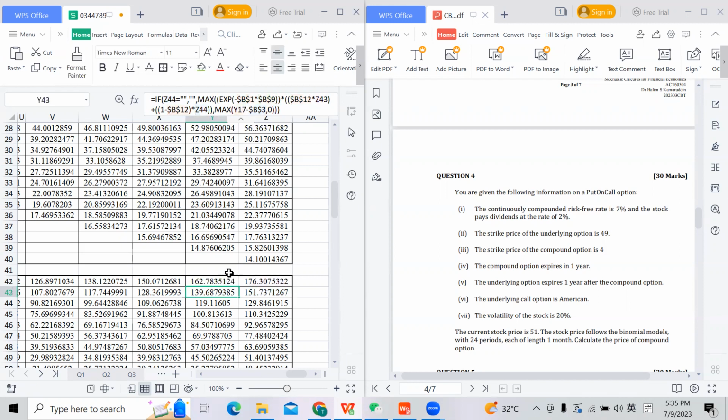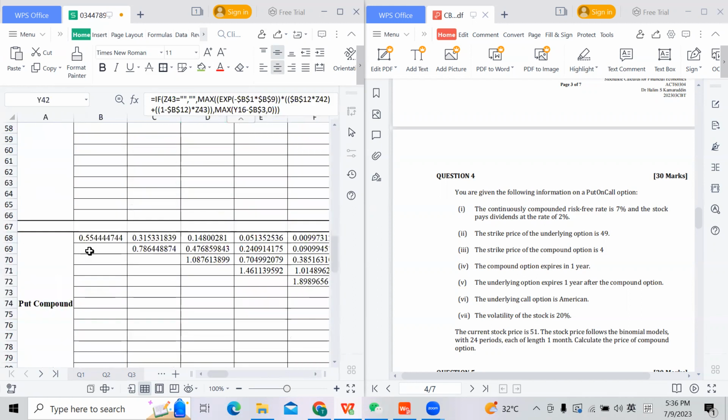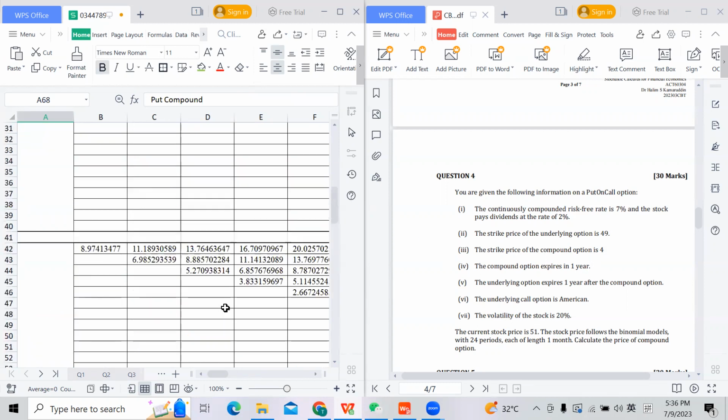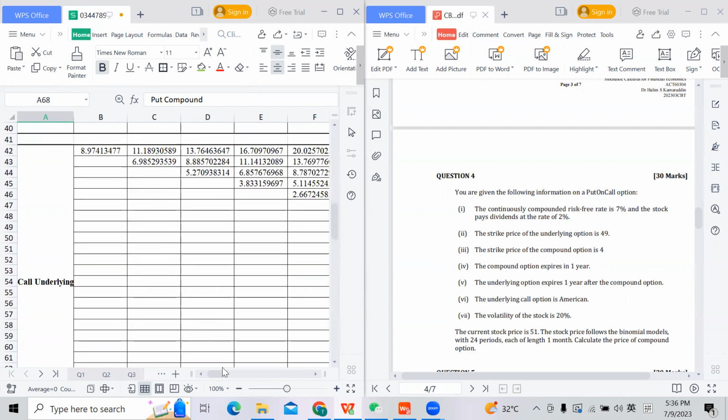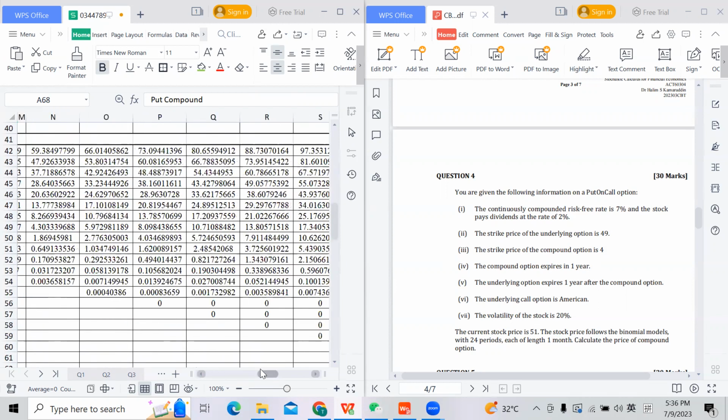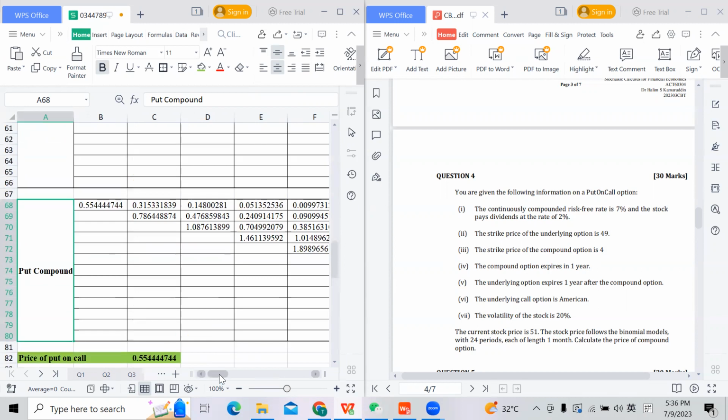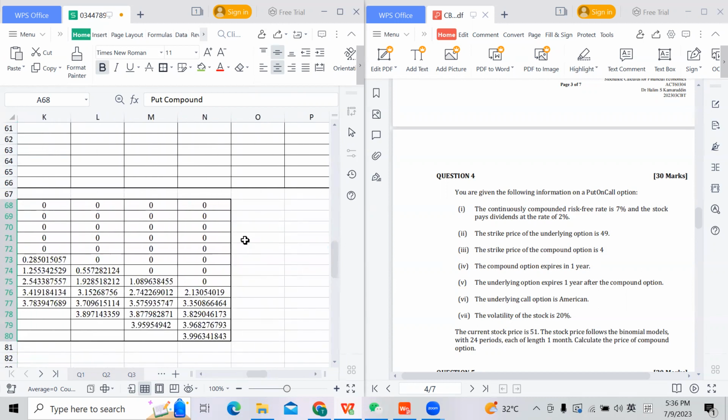So this is the method of calculating the underlying call. After that, we need to compute the compound put. Since the compound put expires in 1 year, it is just from 0 until the 12 periods. So same as the call, we need to find the put price from the last period first.